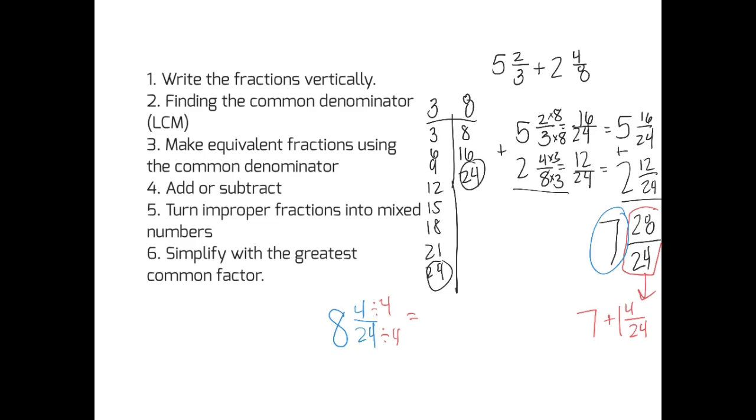So what is 4 divided by 4? 1. What's 24 divided by 4? 6. The whole number stays the same. So my answer to that addition problem is now 8 and 1/6.